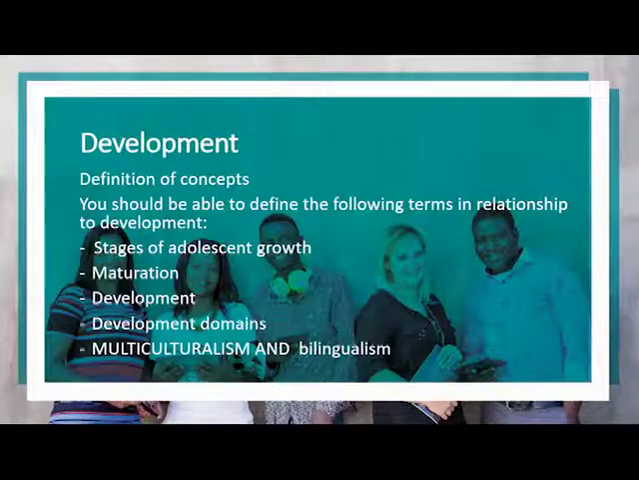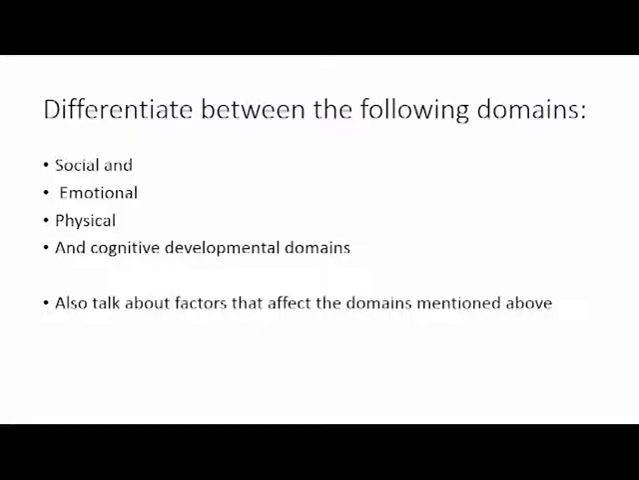So you need to understand stage of adolescence growth. You need to understand maturation. You need to define what development is. And you also need to understand developmental domains like physical, emotional, cognitive, and so on. You need to know what those developmental domains are all about. Multiculturalism and bilingualism is very important for you to differentiate between the two.